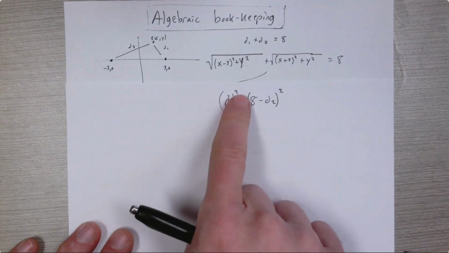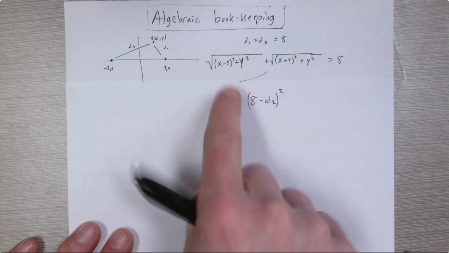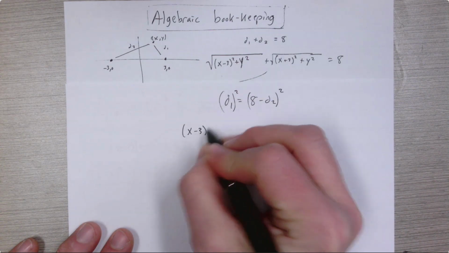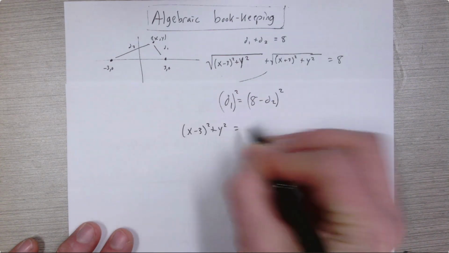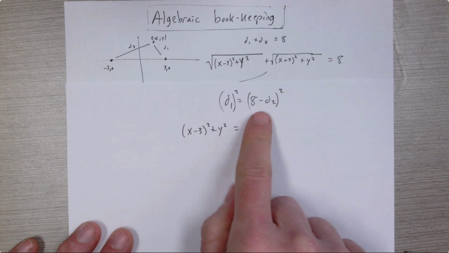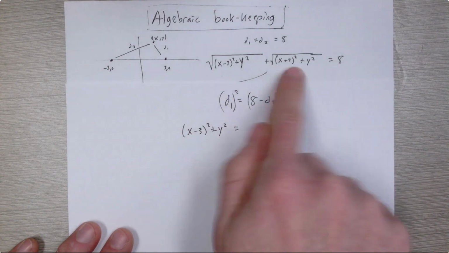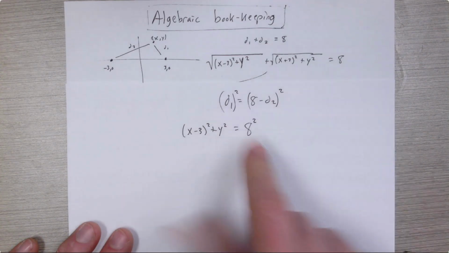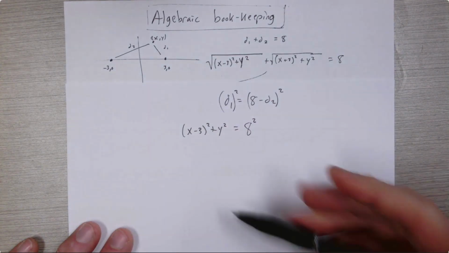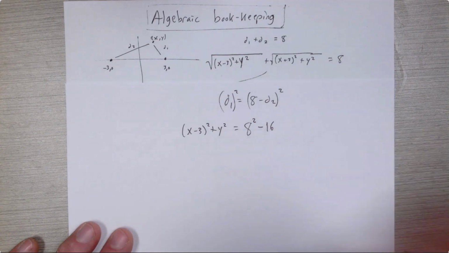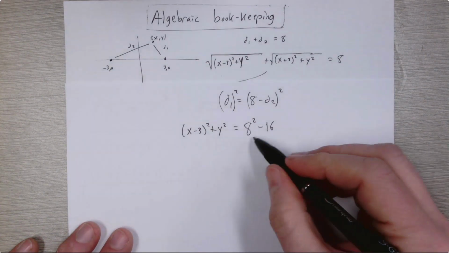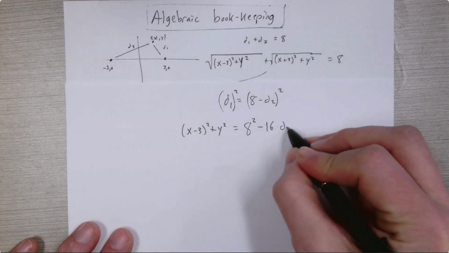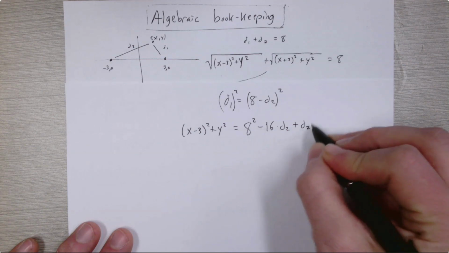So d1 squared, so now I can think what is d1 equal to. d1 is the square root, and when I square it, that'll give me (x minus 3) squared plus y squared. For d2, let's go ahead and expand this without actually substituting in the expression for d2. And rather than multiply out 8 times 8, I'm going to keep it as 8 squared, just because that might make it easier to cancel things later without a calculator. So minus 16 d2, and now plus d2 squared.